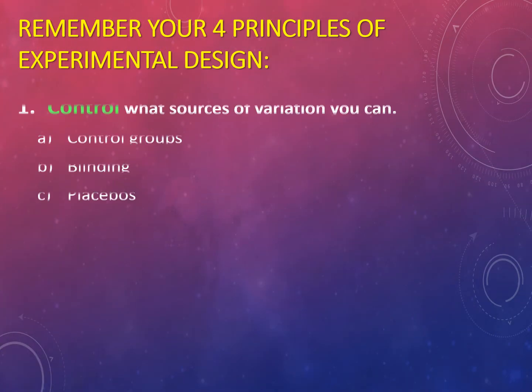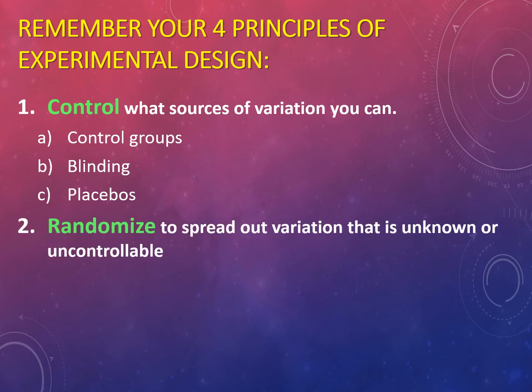So we're going to take our 4 principles of experimental design. Control what source of variations you can. Now those are the things that we talked about just now: control groups, blinding, and placebos, which kind of combined A and B. Randomize what you can't control. The purpose of that is to spread out your variation.